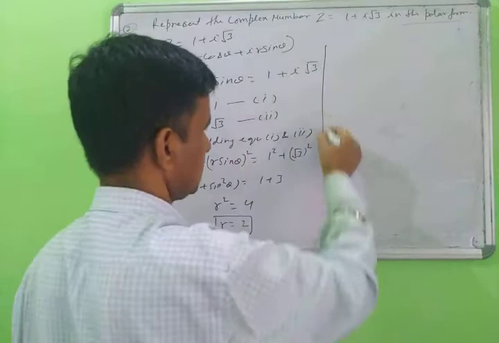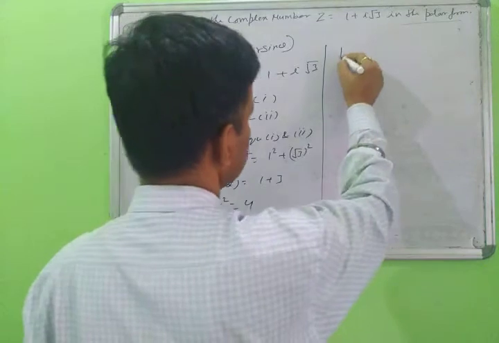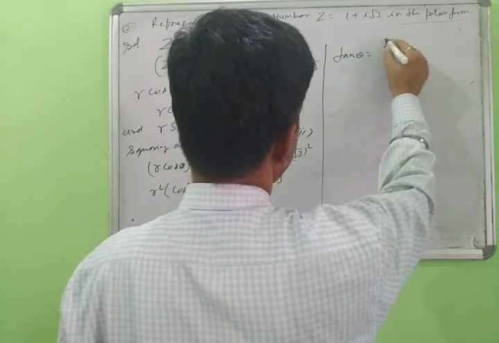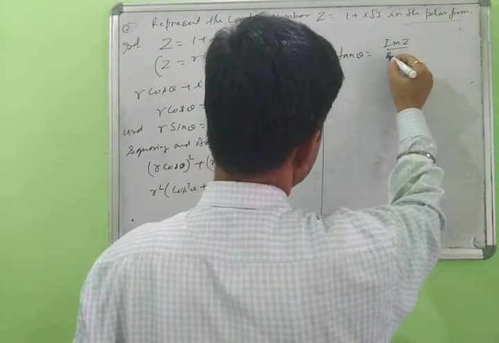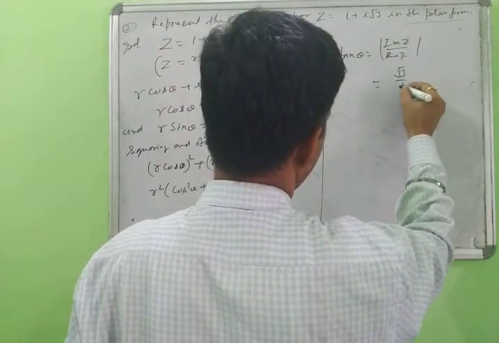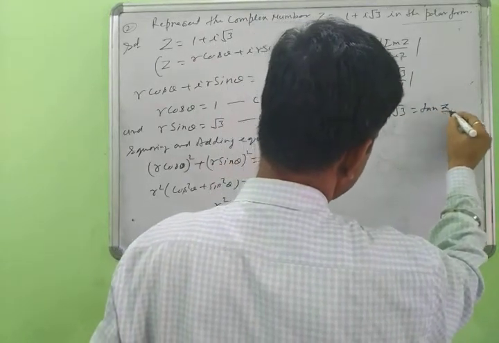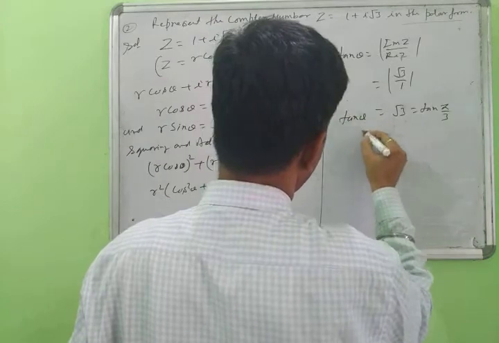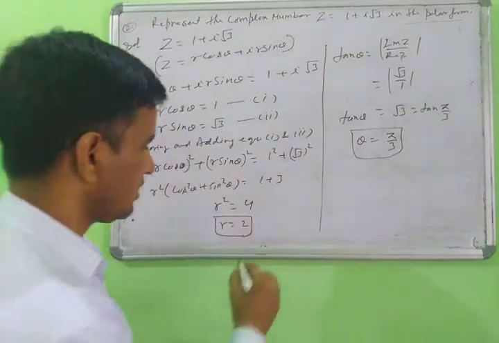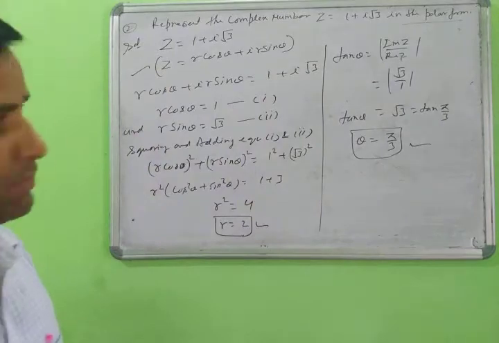Next, you have got the value of r. Then you find the value of tan theta. Tan theta equal to b upon a, the imaginary part upon the real part of z. So it is root 3 upon 1, which is equal to root 3. And this is tan pi by 3. What is the value of theta? Pi by 3. You have got the value of r and the value of theta. Now putting them here, you get the polar form.